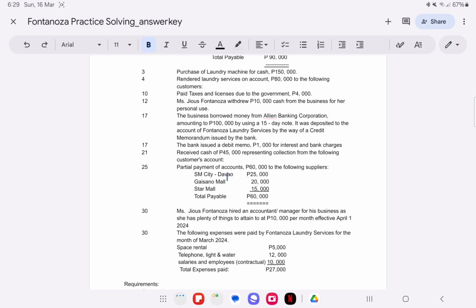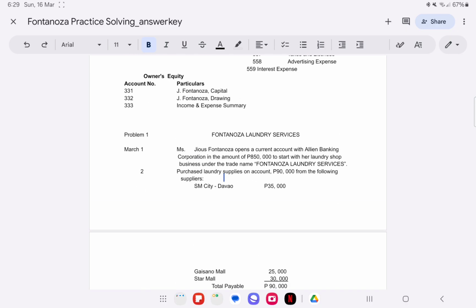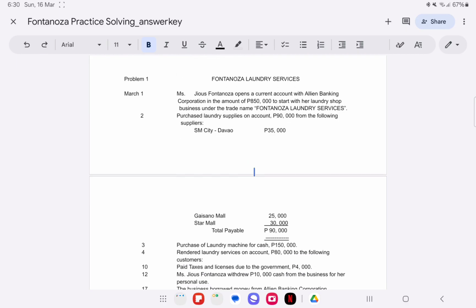So here is transaction number 1 on March 1. Miss Jius Fontanoza opens a current account with Alien Banking Corporation in the amount of 850,000 to start her laundry shop business under the trade name Fontanoza Laundry Services. What's your value received, and what would be your value parted with? So here's the analysis.